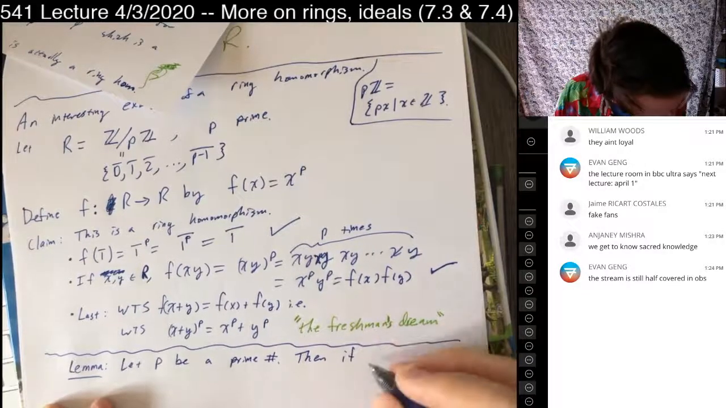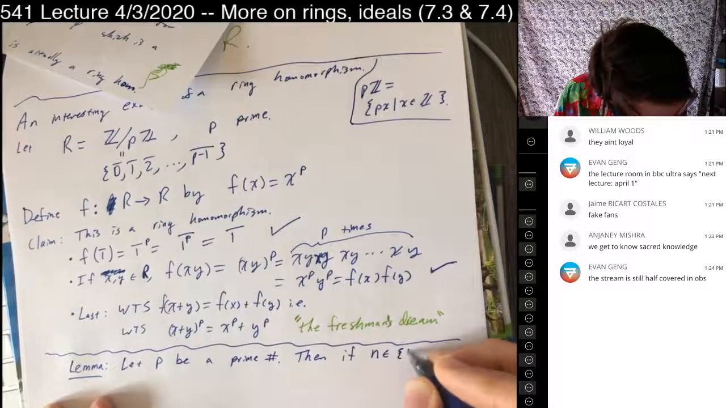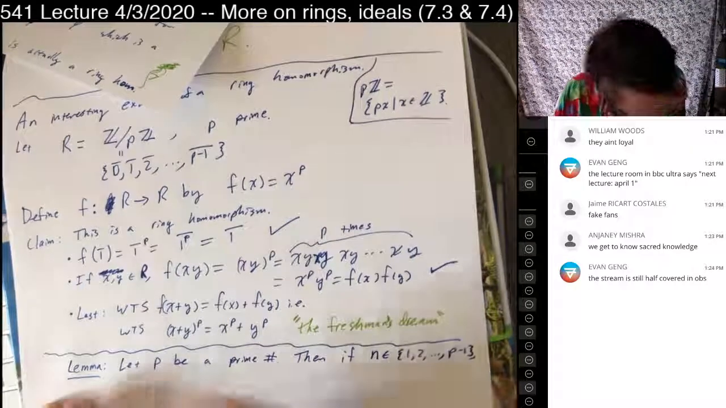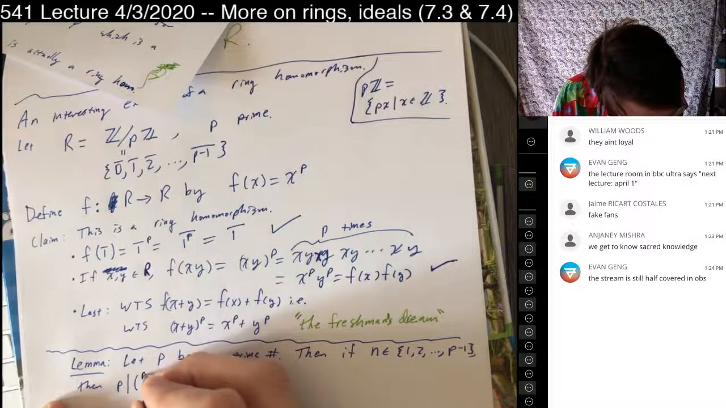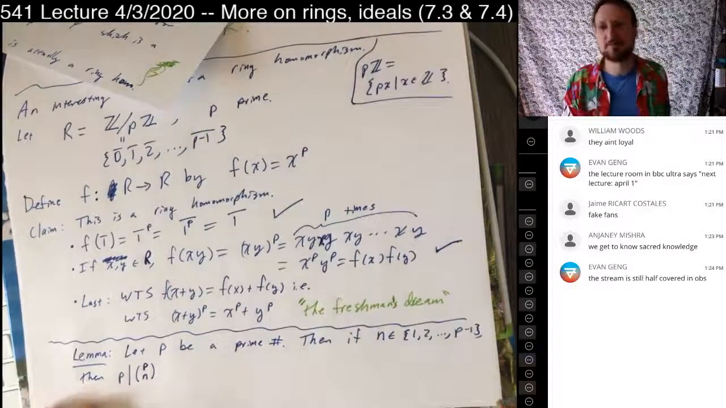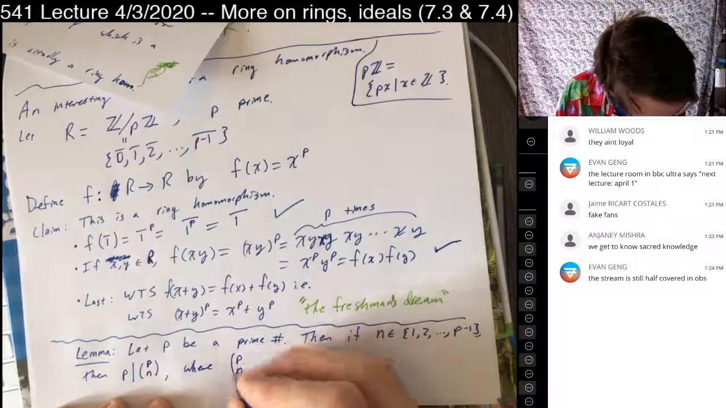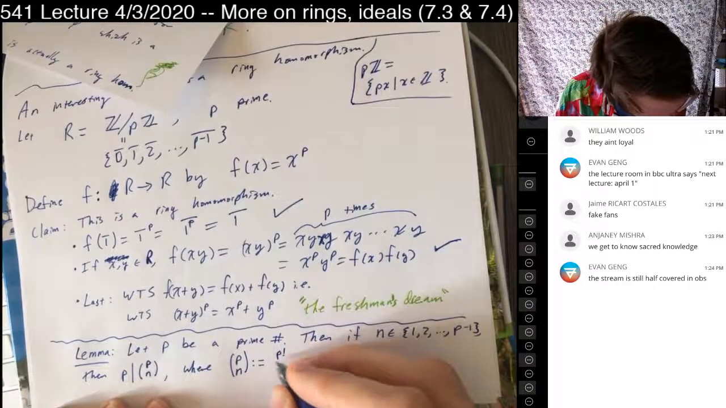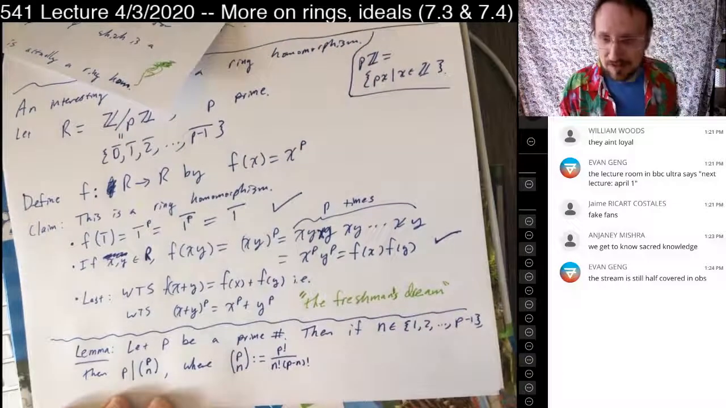Then if n is a number from 1 to p minus 1, then p divides the binomial coefficient p choose n, where I hope you know that p choose n is defined as p factorial divided by n factorial times p minus n factorial in this case.